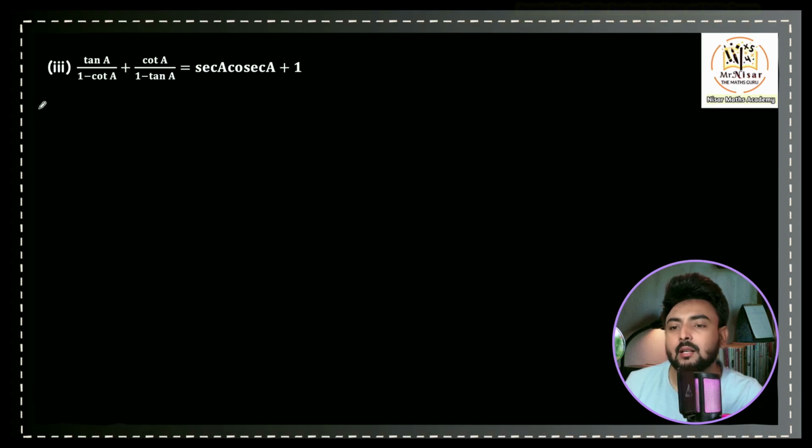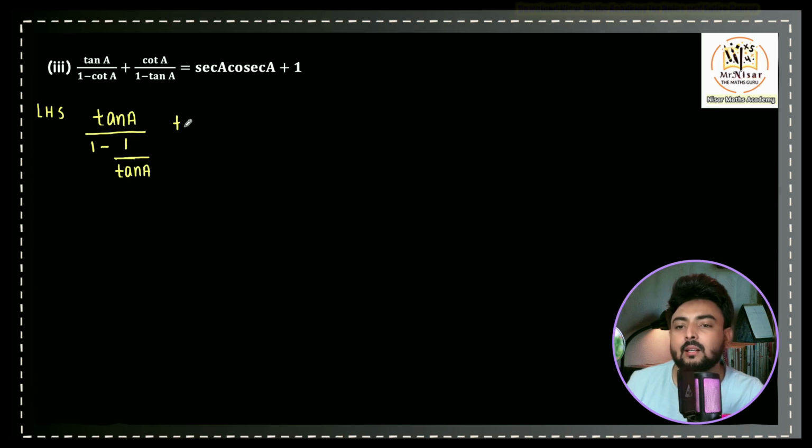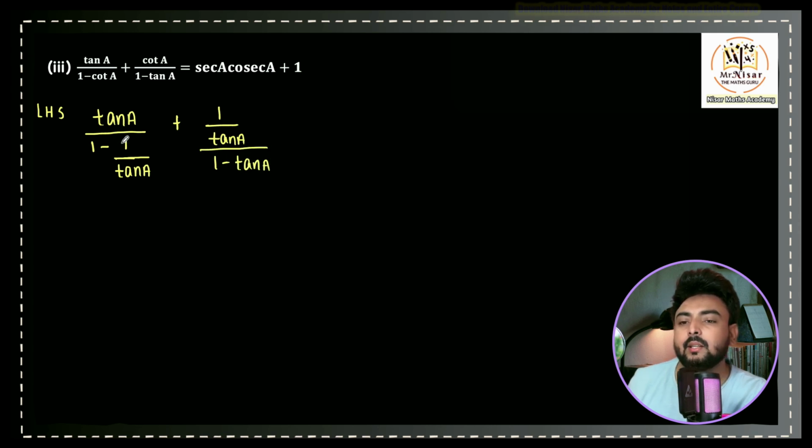So what I'll do here, children, I'll take the left hand side and write this tan A as it is, the numerator. In the denominator, 1 minus cot can be written as cot is 1 by tan. Cot is the reciprocal of tan, so 1 by tan A. In the same way, for the second one, cot is 1 by tan, and in the denominator I have 1 minus tan A. Then I'll cross multiply.